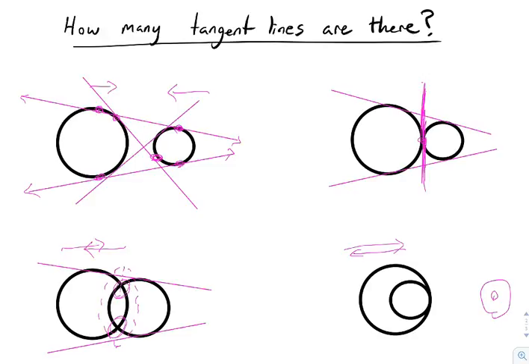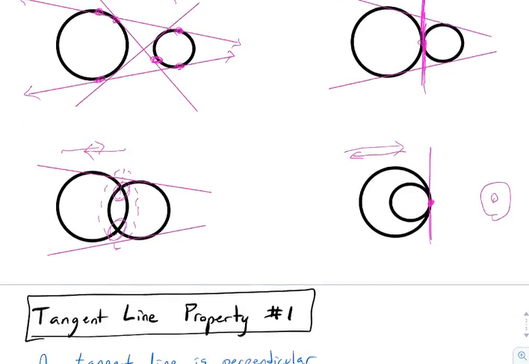And then finally the last one, now the circles are tangent to each other, but one's inside of the other. So in this case, we only get one tangent line that's tangent to both, and it would look like this. So that's a nice type of problem you might come across, right?